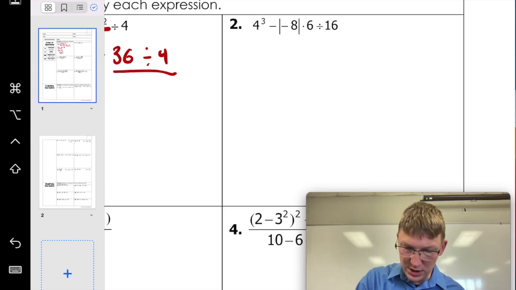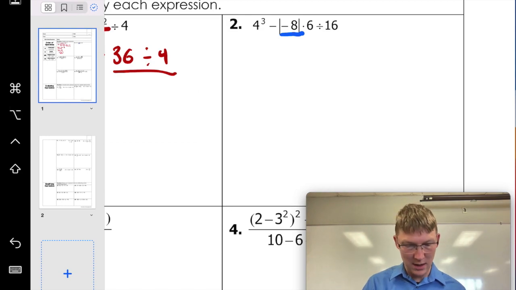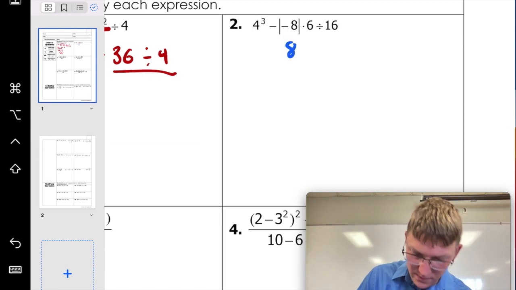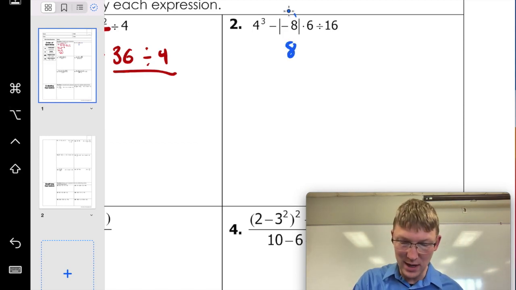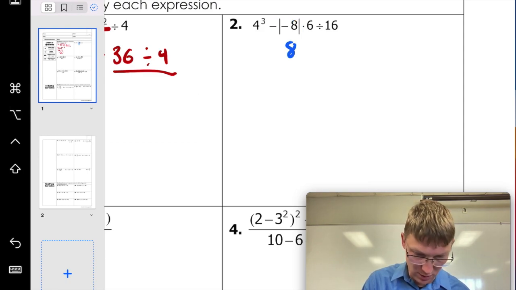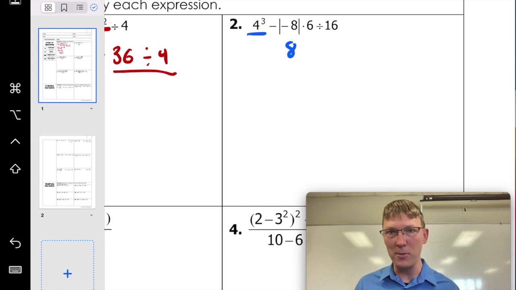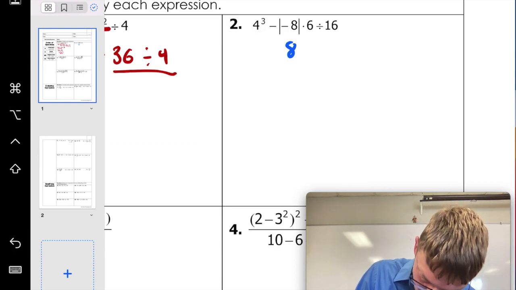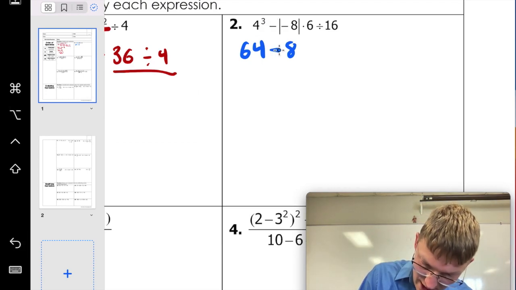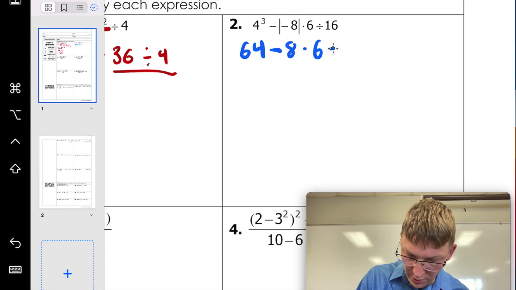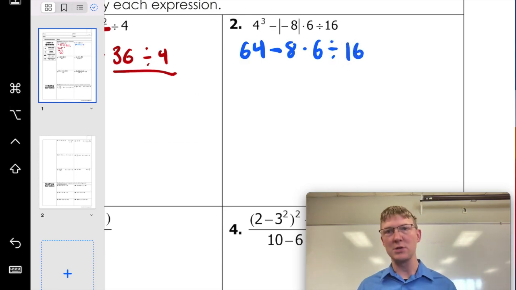So here we go. We're going to start with our grouping symbol. That is our absolute value. Our absolute value is a grouping symbol. So the absolute value of negative 8 is just positive 8, and we're going to bring that down. While we're at it, we can go ahead and do our exponent as well. 4 times 4 is 16, times 4 again is 64. So we'll bring down the 64. We still have this minus sign that we haven't done anything with, so that comes down. And we'll pull the rest of it down and not do anything with it this step.